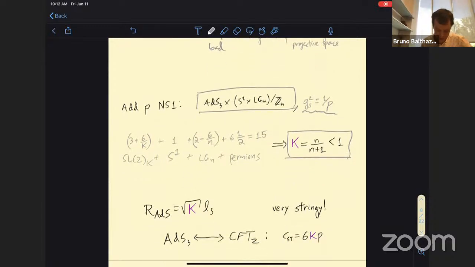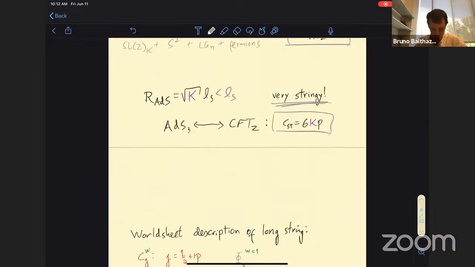And the AdS radius of curvature, which is root k times l_s, is therefore less than the string length, and therefore it's a very stringy background. So we're going to need the full power of worldsheet CFT of the full background, but that's okay because it's an NS background, and we have the WZW model for SL(2,R)_k. Once again, we have a CFT2 living at the boundary with central charge 6kp. And so it's as if each long string has a central charge of 6k.